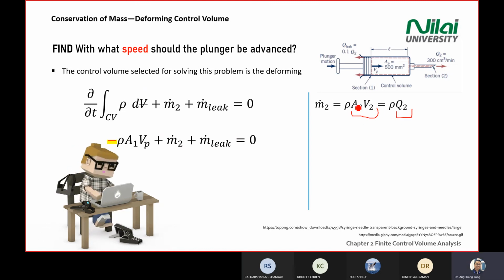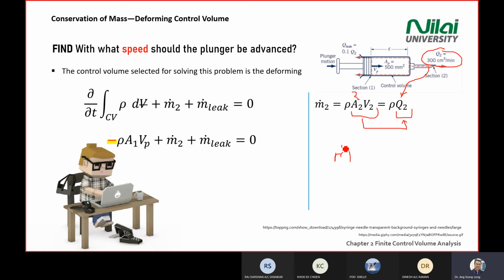So why do we need to convert to Q? Because the question already gives us what Q is. So we need to smartly know how to substitute values into our equation. Because the area at section 2 is not given, if you don't look for an alternative, then you will be stuck here. So you need to be smart enough to change the AV to Q. Just a hint for this module.